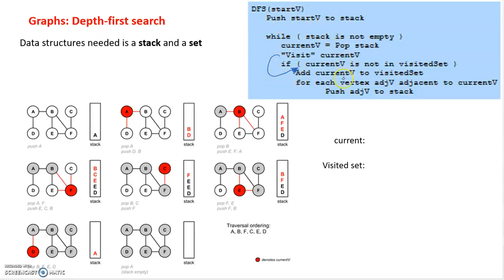I think this algorithm right here needs a minor adjustment. This statement, visit current v, should be after this if statement, or it should be inside the if block. So that's where I'm going to place it. So let's go over this algorithm.